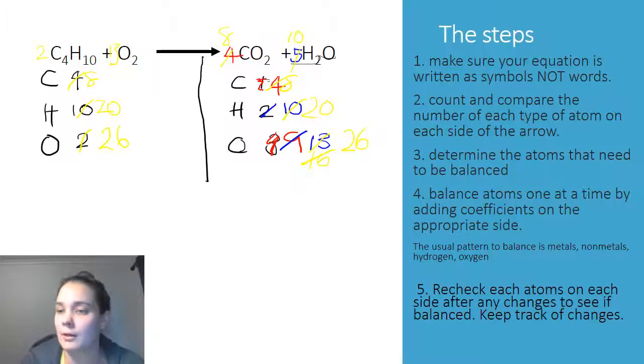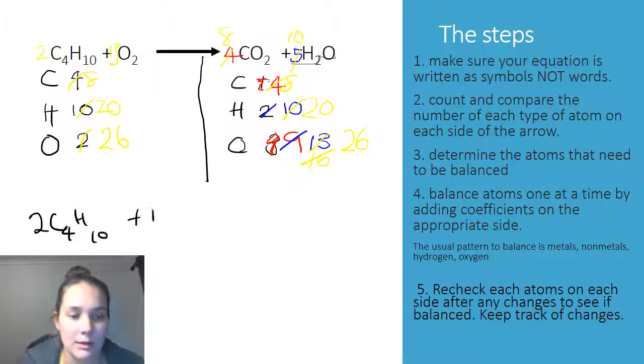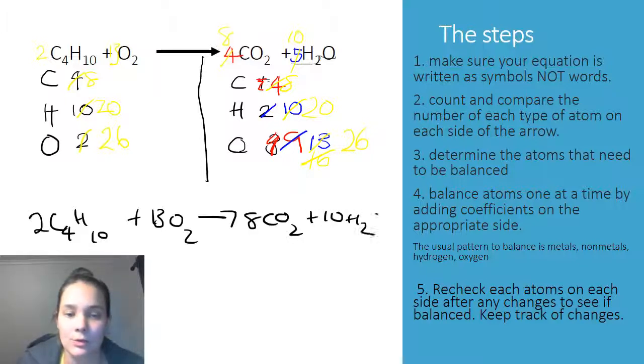So my finished balanced equation, I'll write it out again, becomes 2C4H10 plus 13O2 gives me 8CO2 plus 10H2O. Make sure you're going back to the original equation to double check.